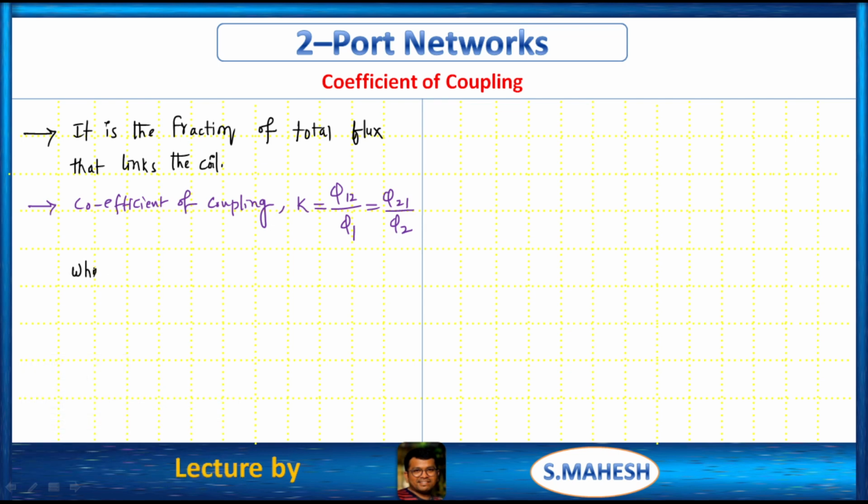Where phi 1 2 and phi 2 1 are mutual flux, like that phi 1 or phi 2 are nothing but self flux or leakage flux.